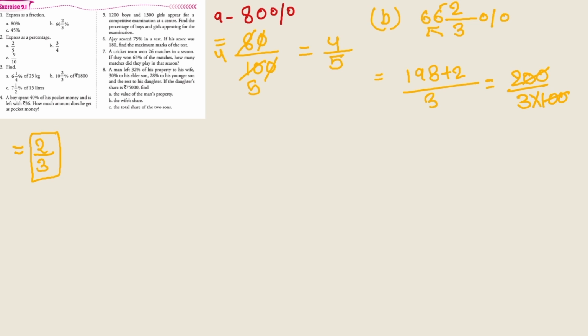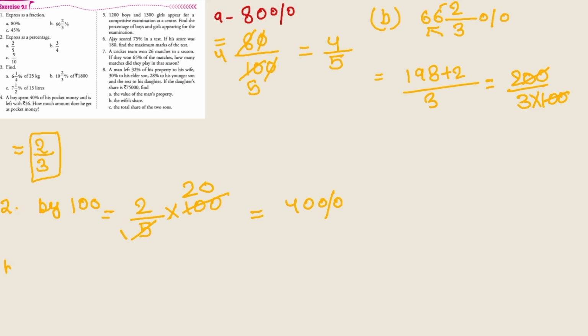Now let's come to the second question: express as a percentage. To convert a number into a percentage, we multiply the number by 100. So the first question says 2 upon 5. We have to convert this into a percentage. We simply multiply it by 100, and it will be 40%.